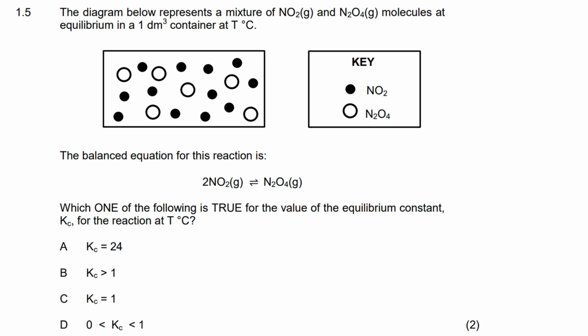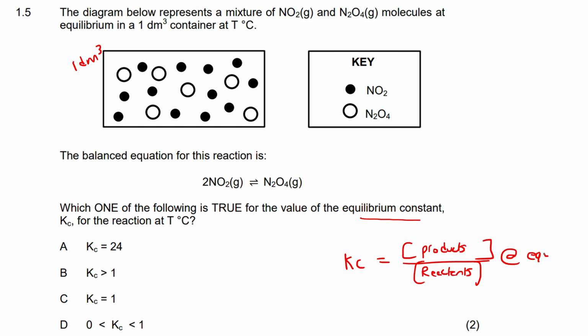The diagram below represents a mixture of NO2 and N2O4 molecules. And then here they've given us a key. At equilibrium in a 1 decimeter container, they are at equilibrium. The balanced equation goes like this. Now it says, which one of the following is true for the value of the equilibrium constant at this specific temperature? So we know that Kc is always equal to the ratio of your products over your reactants at equilibrium. This must always be at equilibrium. It's called an equilibrium constant.